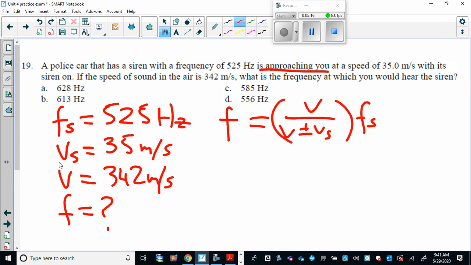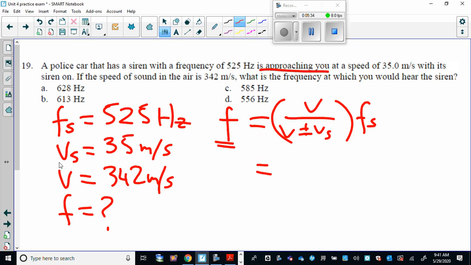So there's that Doppler effect equation. We've got all the values. We just have to decide if it's plus or minus. If it's approaching you, it's going to be a minus, because that will make the number on the bottom smaller, and therefore it will end up making this number bigger, which we want.